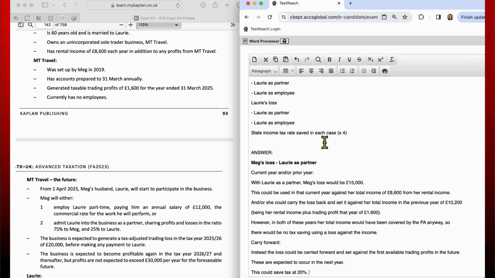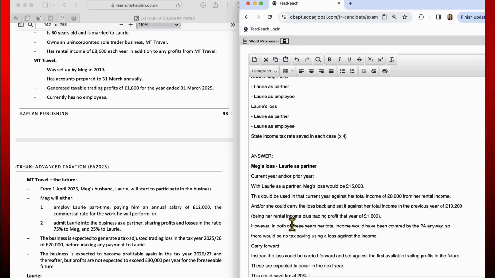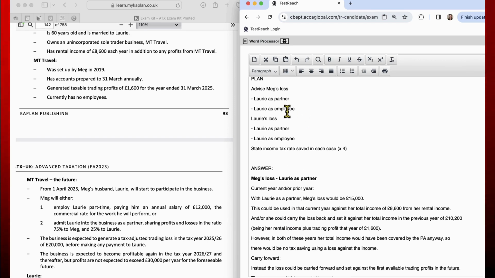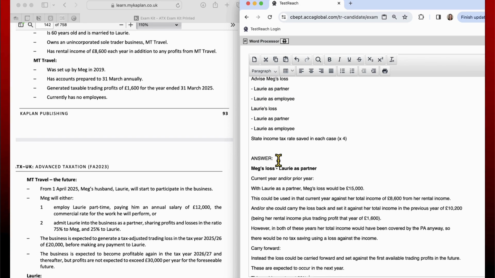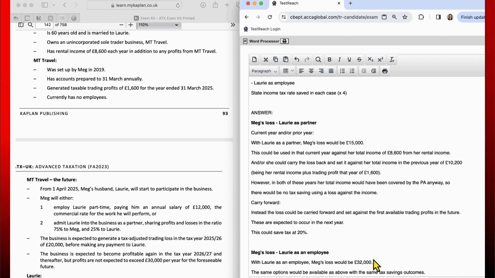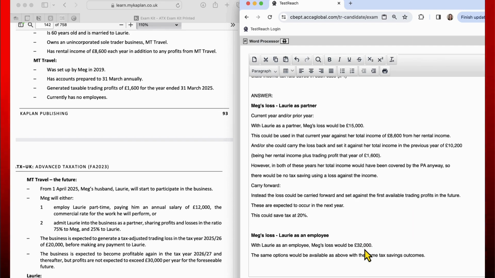Okay, so we can move on and have a think about the next thing on our list. So Meg's loss with Laurie as an employee. In this case, Meg's loss would now be 32,000 if you had worked that out to be the allowable trading loss for Meg from A part 1, or whatever figure you'd use.